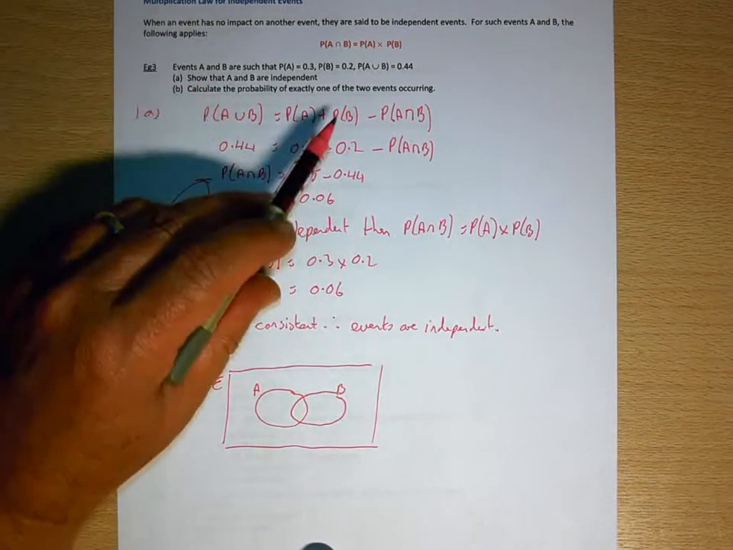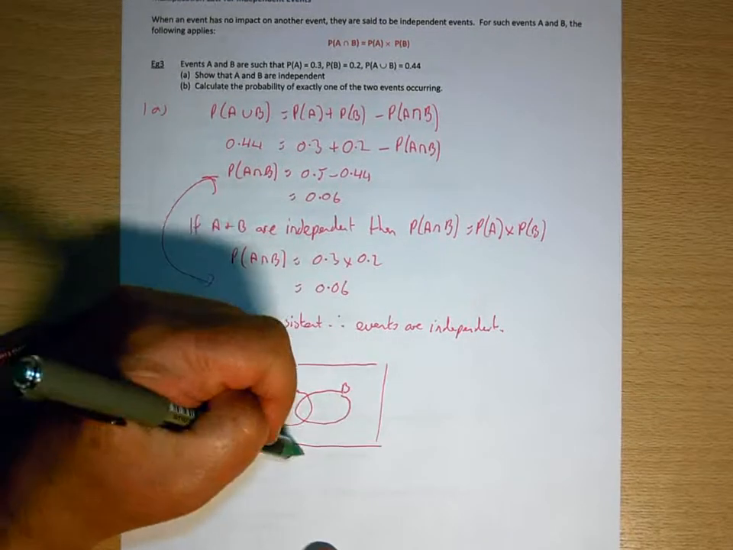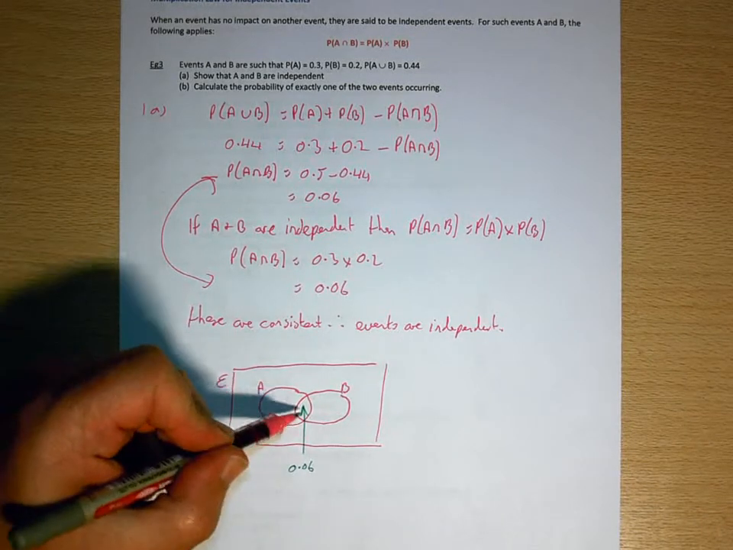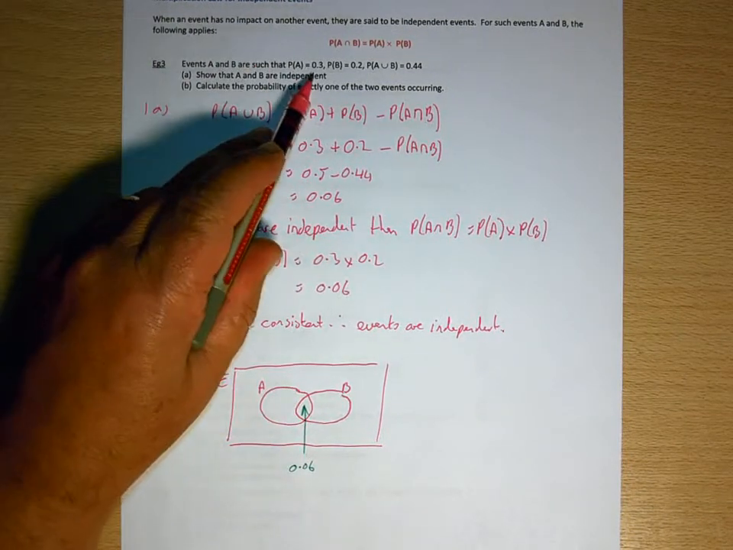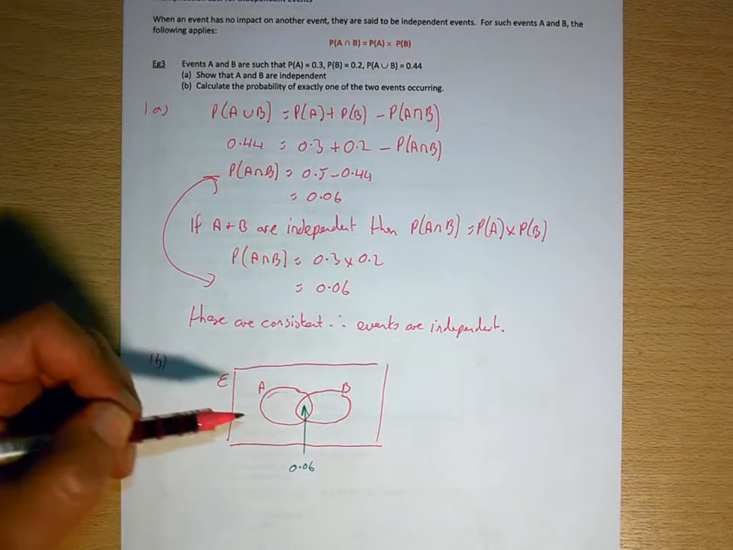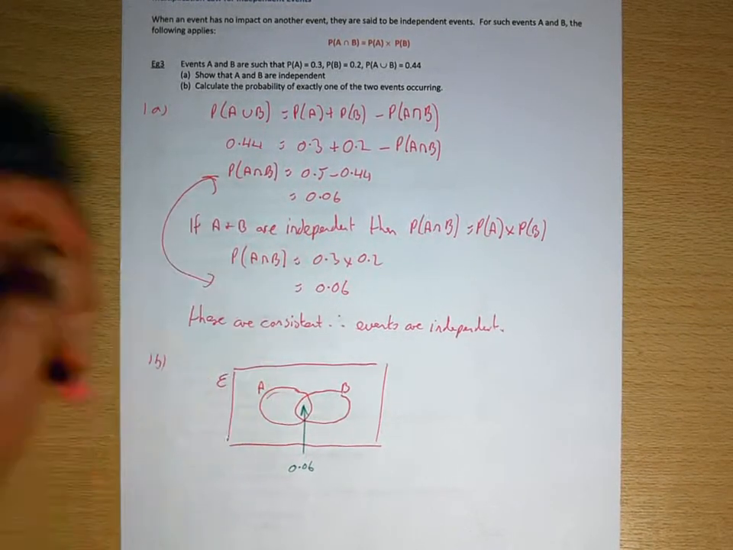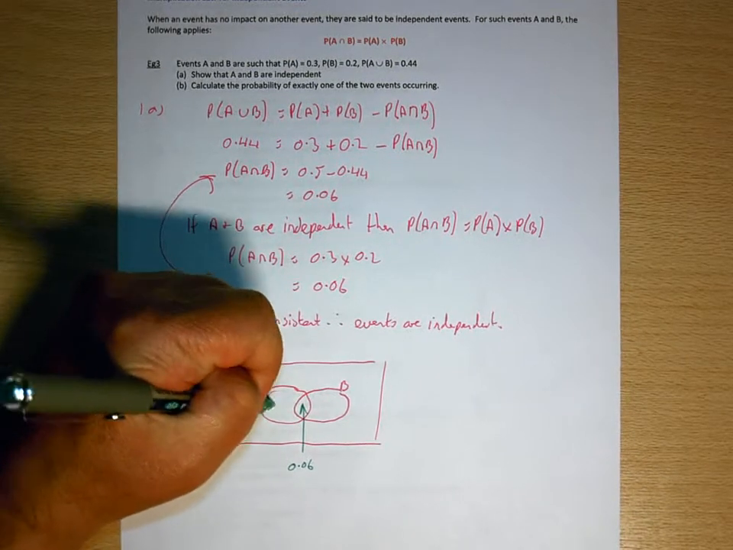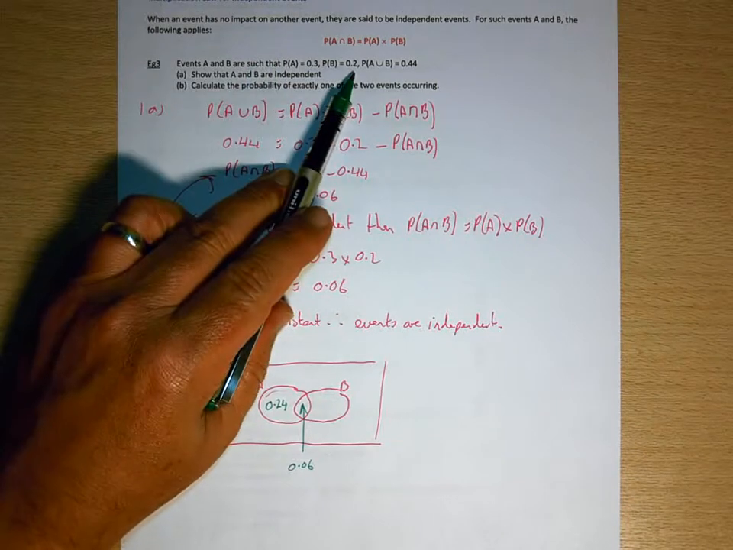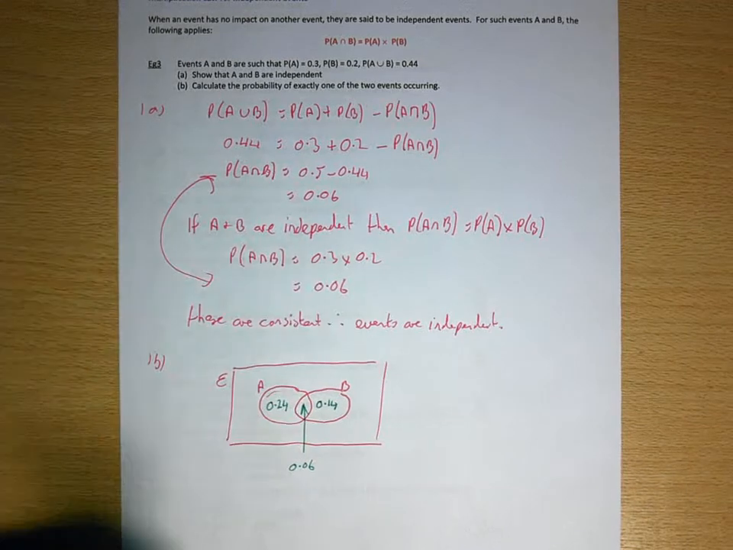I know that the probability of the intersection now is 0.06. So I know that that in there is 0.06. I know A in its entirety is 0.3. So this part here, only A, would be 0.3 less 0.06, which is 0.24. I know that all of B probability is 0.2. That part is 0.06, so that's 0.14.